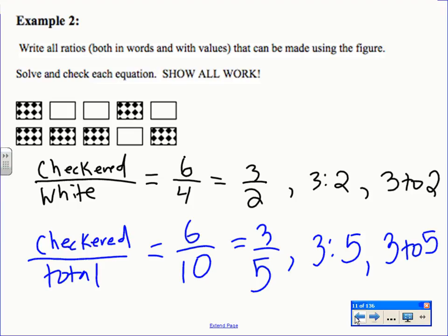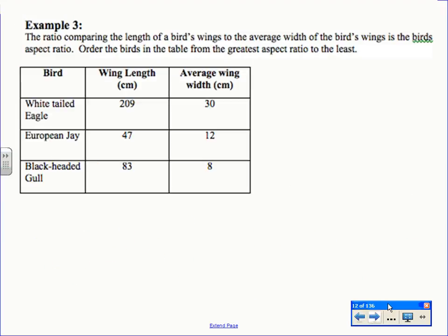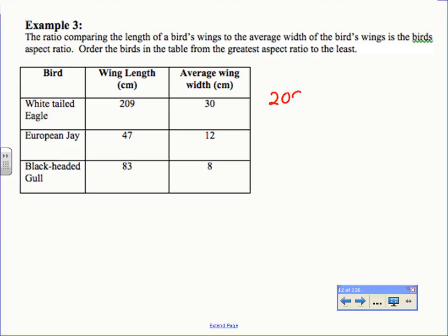Nathan M., what did you put for your aspect ratio for the white-tailed eagle? What is your ratio of the wing length to the average wing width? 209 to 30. Now, how did you simplify that? Did you change that to anything? What decimal is 209 over 30? Peyton? Good. 6.96 repeating. What else could we have converted that to? Jackie? Good. You also could have converted that to a mixed number, and there's one other thing we could have done that we'll talk about in a second.